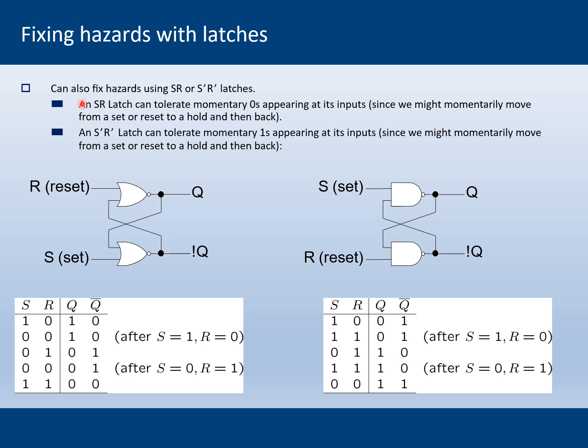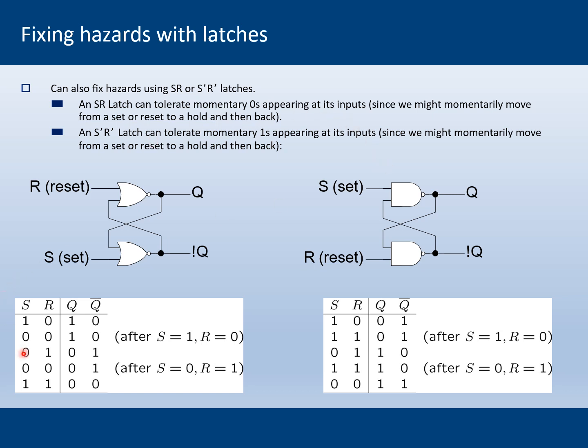We can also fix it using SR or S' R' latches. An SR latch can tolerate momentary zeros appearing at its inputs, since we might momentarily move from a set or reset to a hold and then back. And an S' R' latch can tolerate momentary ones appearing at its inputs, since we might momentarily move from a set or a reset to hold and then back, right? So this is the SR latch and S' R' latches.